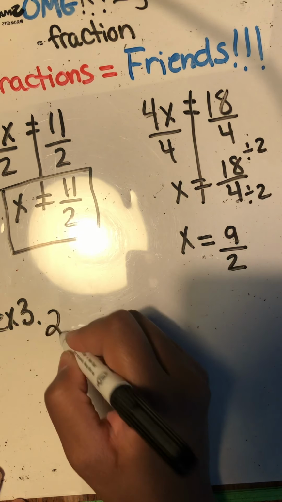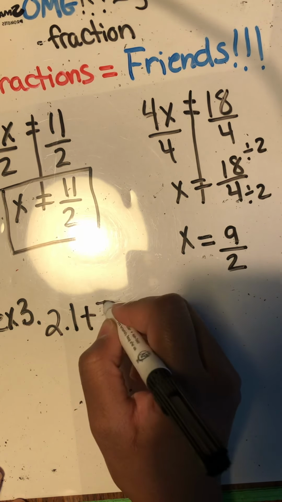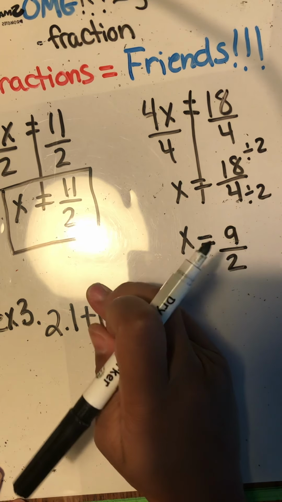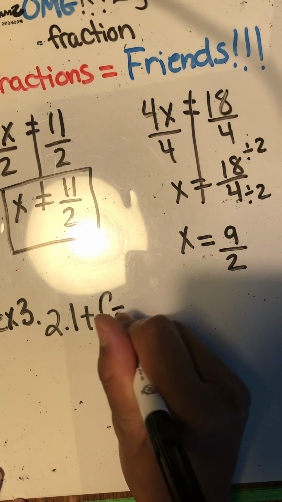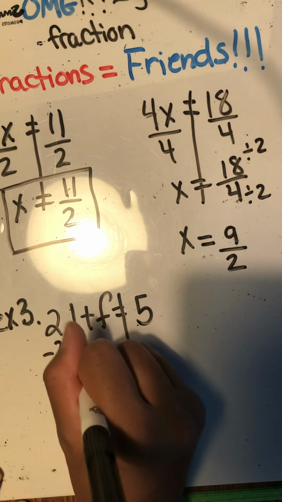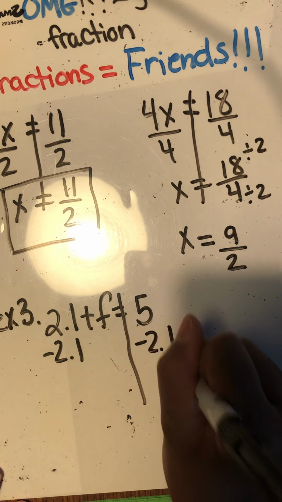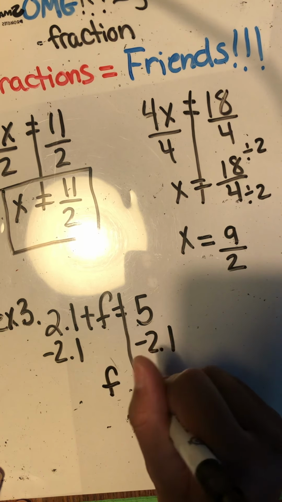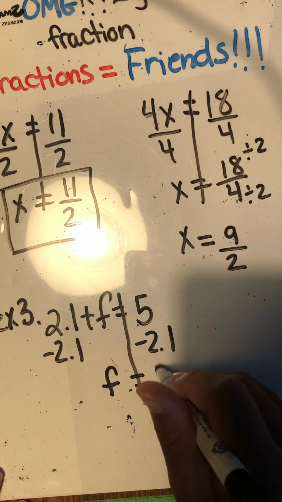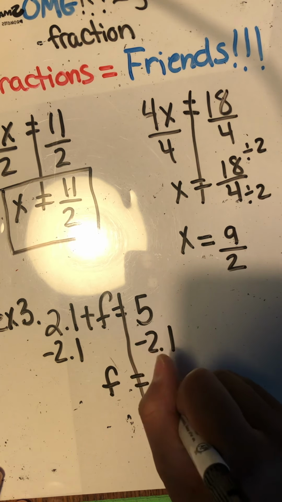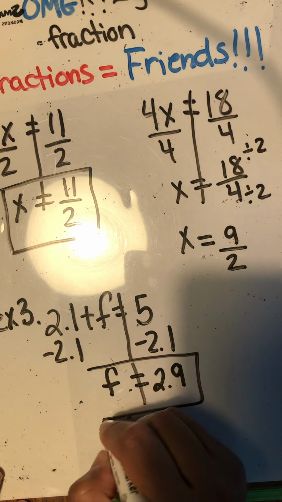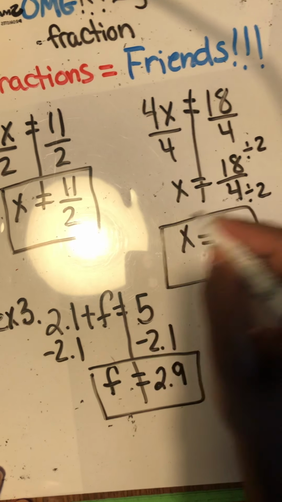The only time you can give me a decimal is if I give you a decimal to start with. So example 3 here. If I give you 2.1 plus f, which there should be no uppercase variables, equals 5, then you can subtract 2.1, subtract 2.1. This is not going to give you a 3.1. Be careful. This is going to give you a 2.9. All right, that's the only time I'm looking for a decimal equivalent.